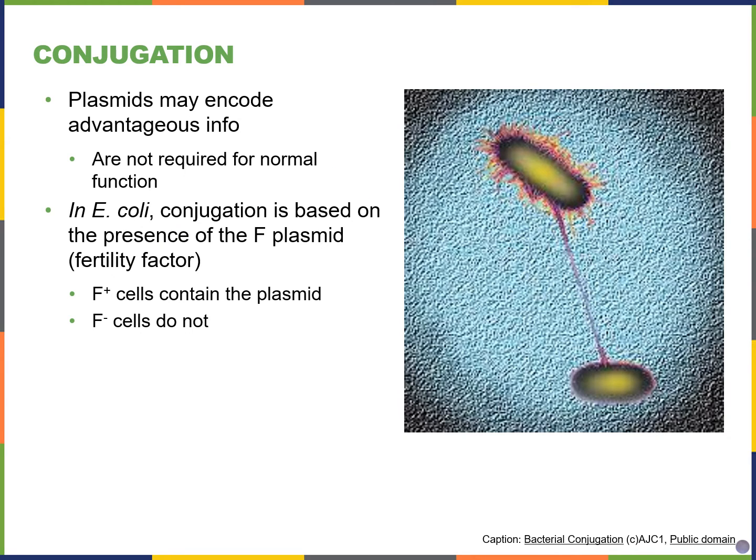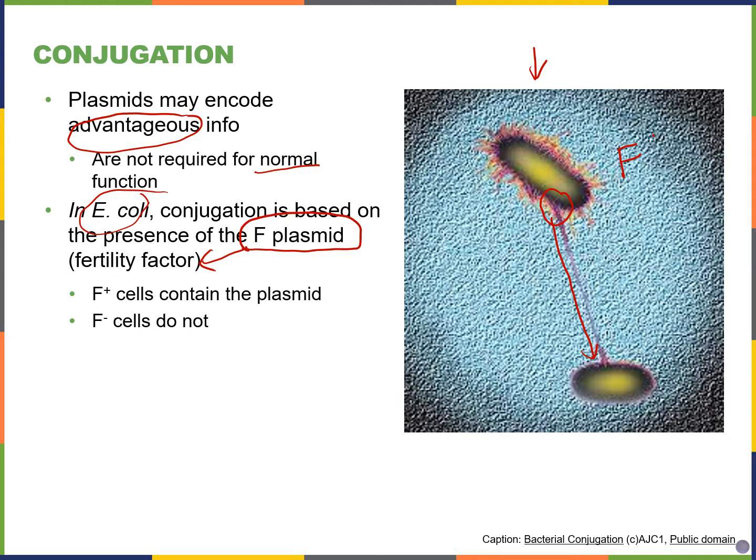So plasmids usually encode something advantageous to the bacterium because it's extrachromosomal DNA. This DNA is not necessary for normal survival and function. In E. coli, for example, the bacteria shown in this picture, conjugation really depends on whether the bacterium has something known as the F plasmid, which contains the fertility factor. The fertility factor allows the cell to form a pilus, the tube, connecting itself to another cell.